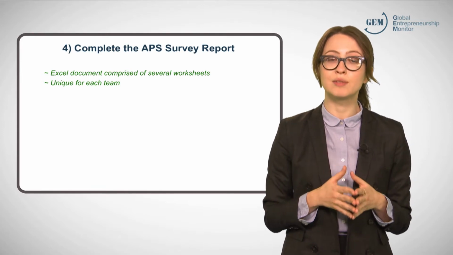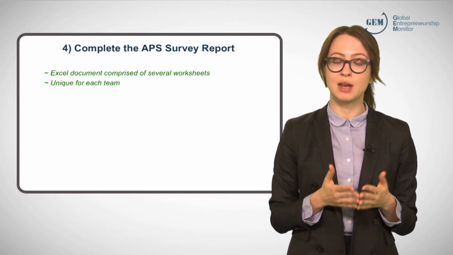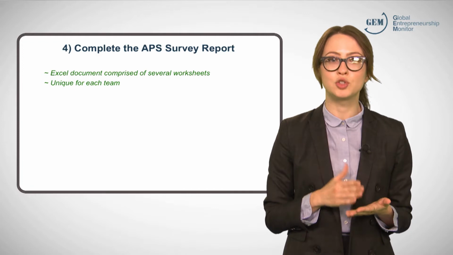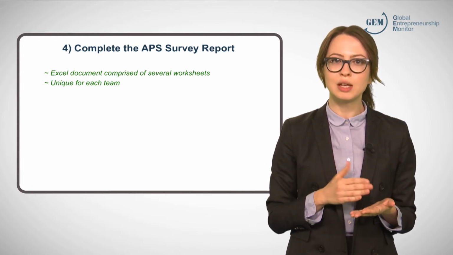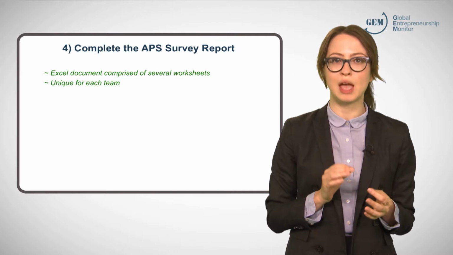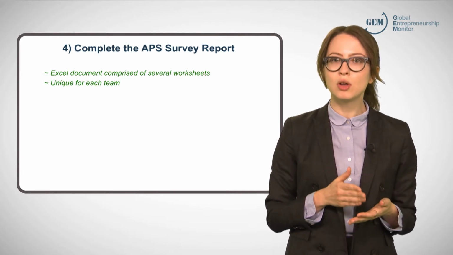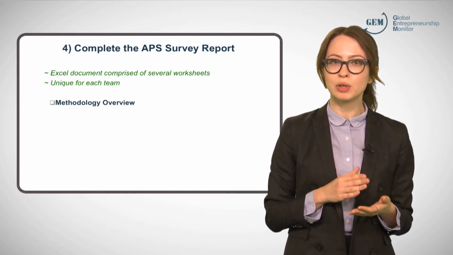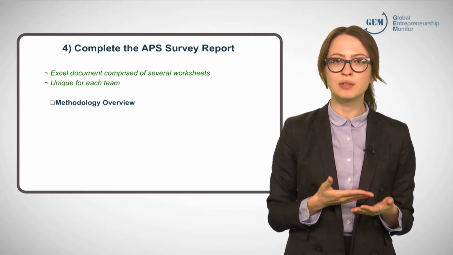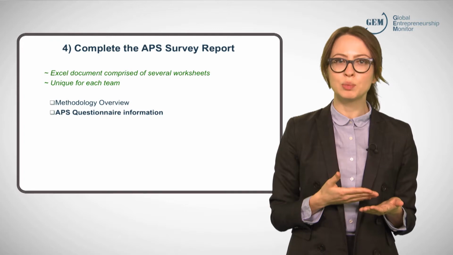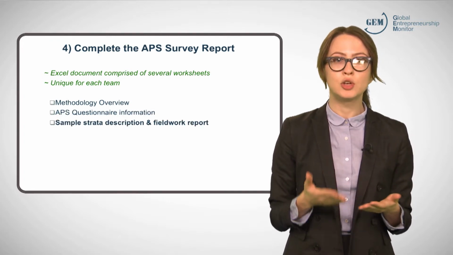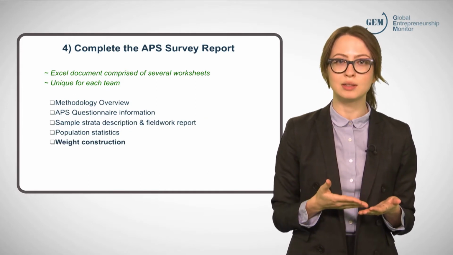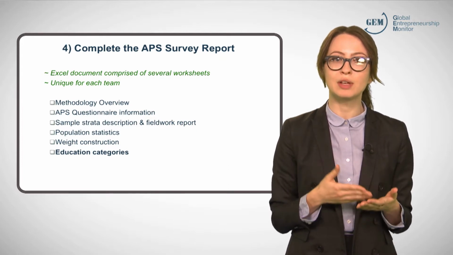Completing the survey report is the most important part of your proposal. This Excel document consists of a number of worksheets, some of which are completed by the national team, others by the data team, and some are completed before data collection and others during and after. Please note that each team will receive their own customized copy of the APS survey report. You will also be responsible for filling out 6 worksheets in order for your proposal to be evaluated. The most important is the methodology overview, which will give us information about your sampling plan. You will also provide information about your customized questionnaire, your different strata if using a stratified sample, population statistics, computation of weights, and the categories you will use in your demographic education question.